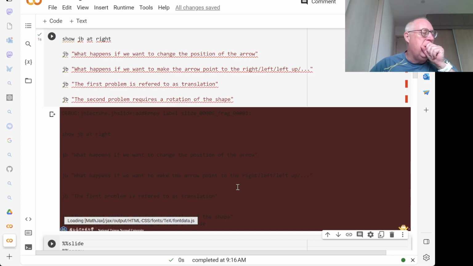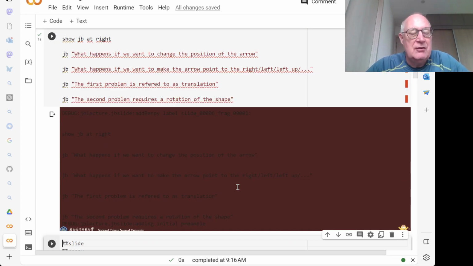Now, let's say I'm trying to generate some kind of drawing program. Then how do I change the position of the arrow, and what happens if we want to make the arrow not point upwards, but for example point to the right, to the left, or diagonally up, or at an arbitrary angle? Now the first problem, when we change the position of the arrow, is called the translation. The second problem requires the ability to rotate the shape.